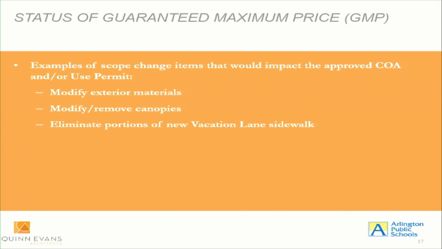The kinds of things that we evaluated and considered, but that would impact the use permit or the COA, included any kind of modification to exterior materials, because those approvals by the county board were very specific on what we agreed to construct in the project. And that also included modifying or removing exterior canopies. Again, anything that would make a substantive change to the exterior of the building would impact those two approvals. And similarly, but to a lesser degree, removing a portion of the planned sidewalk on Vacation Lane.